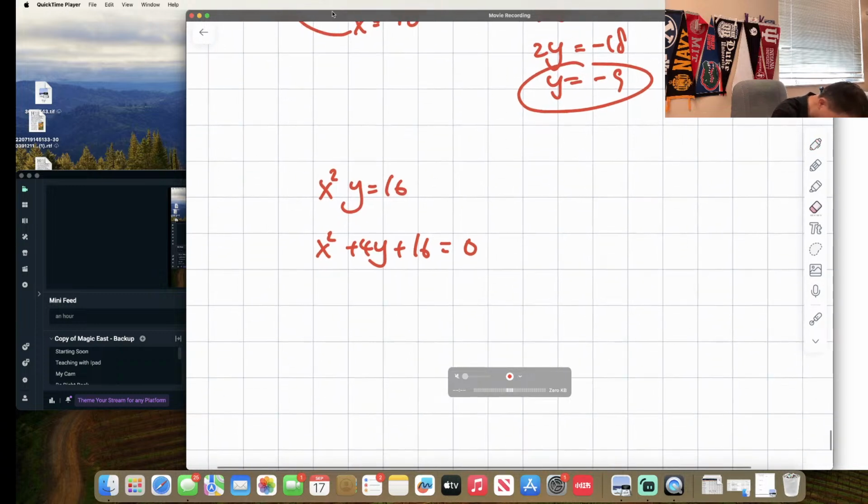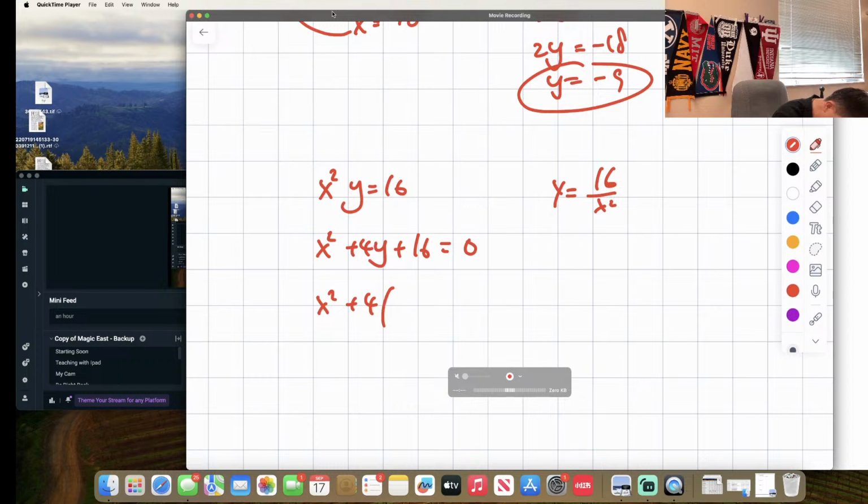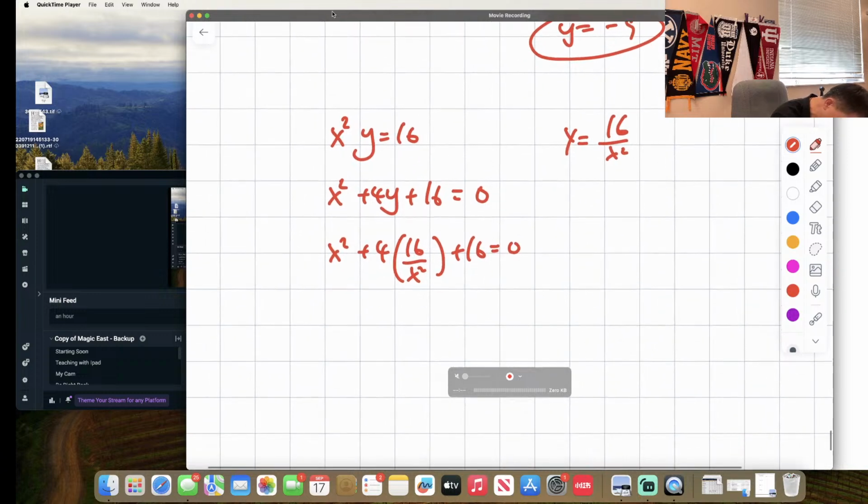Okay, let's try two different ways. First of all, I solve for y, and let's see how far I'm going to go. Y is going to be, I replace that y with 16 over x squared, plus 16 equal to 0. So this is going to be x squared plus 64.